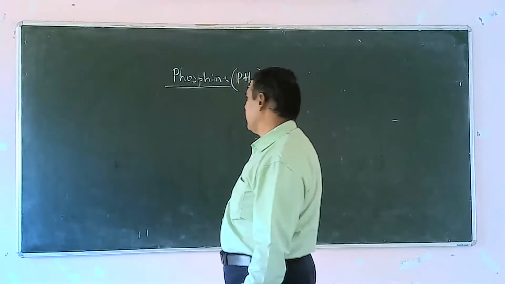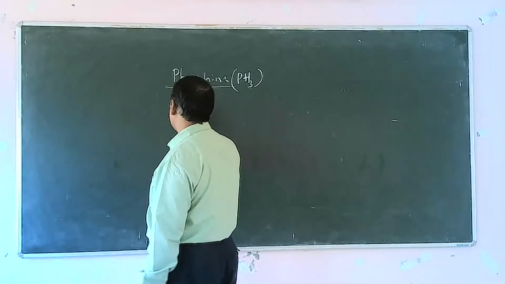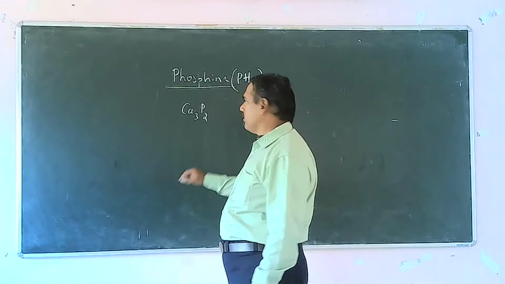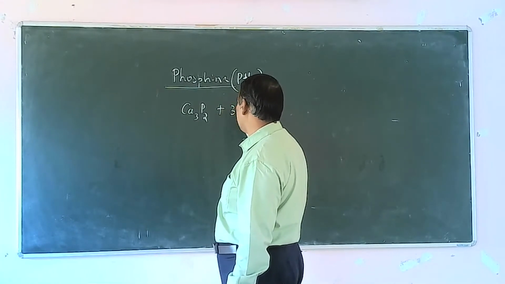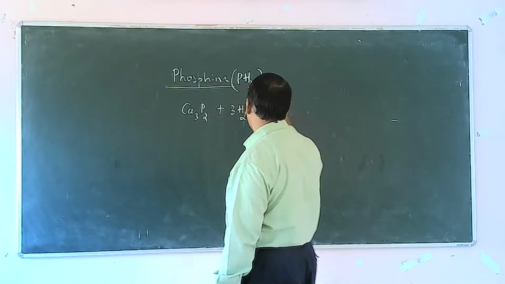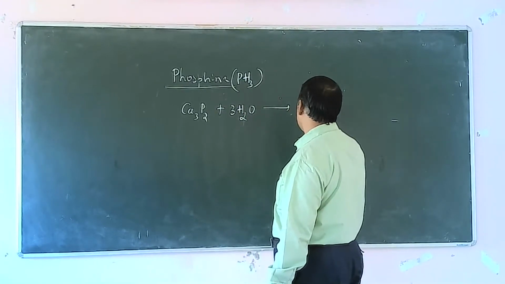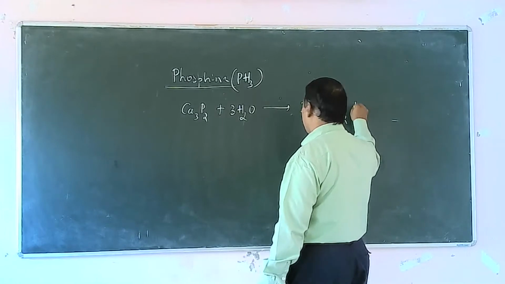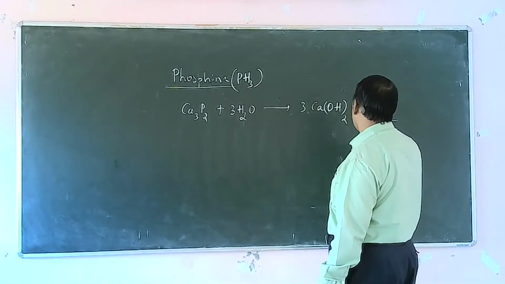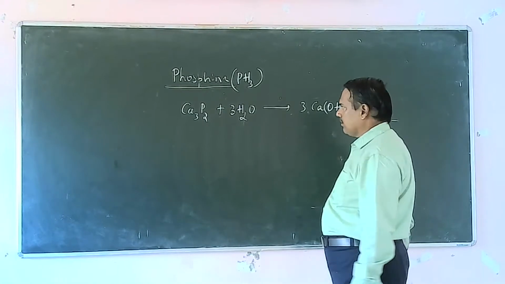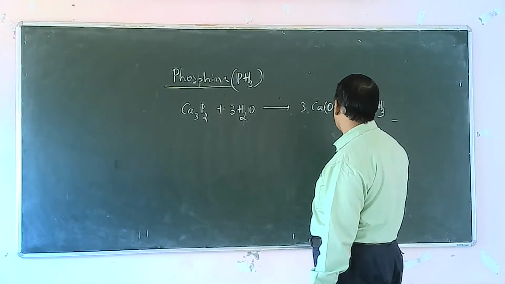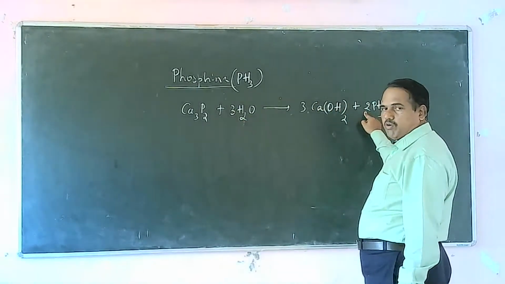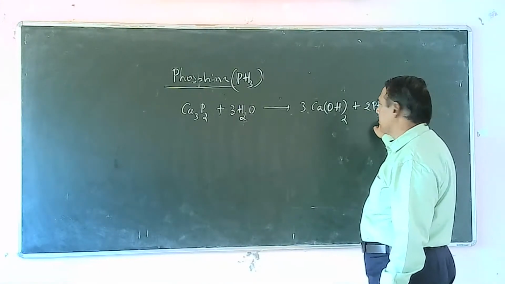It can be prepared from calcium phosphide, Ca3P2. When it is treated with water, or hydrolyzed, you will get 3 Ca(OH)2, calcium hydroxide, plus 2 PH3. Just see the reaction. How many hydrogen atoms are there? 6 hydrogen atoms in the phosphine gas that is produced.